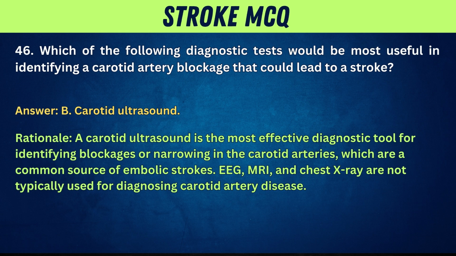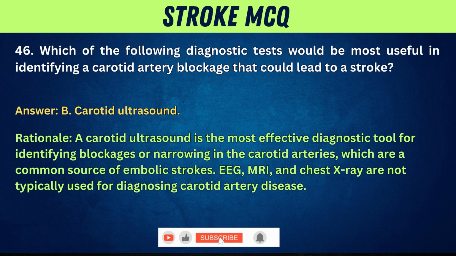Carotid ultrasound. Rationale: a carotid ultrasound is the most effective diagnostic tool for identifying blockages or narrowing in the carotid arteries, which are a common source of embolic strokes. EEG, MRI, and chest X-ray are not typically used for diagnosing carotid artery disease.